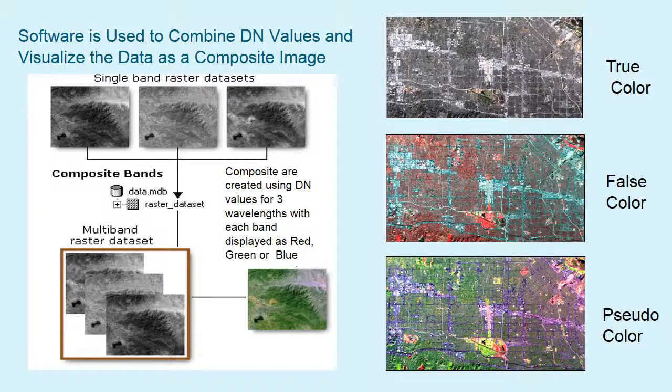The top one on the right, bands have been combined so that we see what appears to be natural color, like a photograph. But oftentimes it's better to combine three bands that we can't easily visualize to get more detail. These are two other illustrations called false color or pseudo color, made by combining bands that we don't normally visualize.